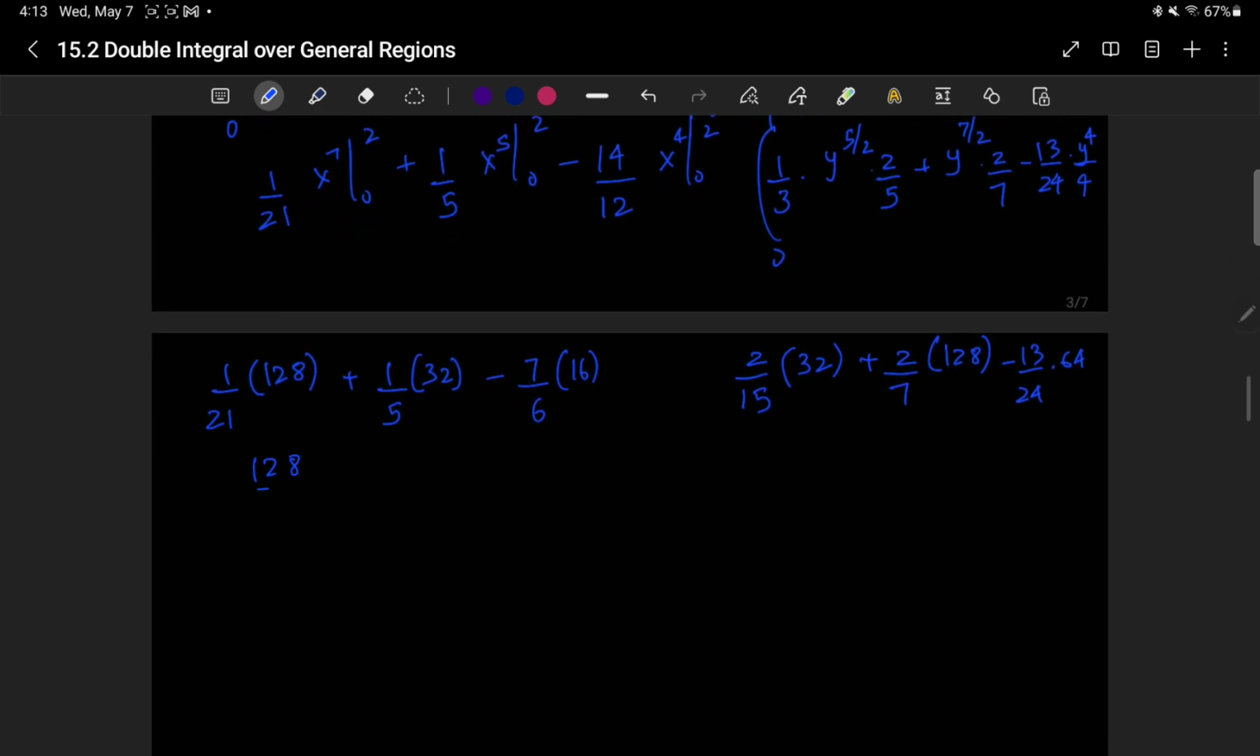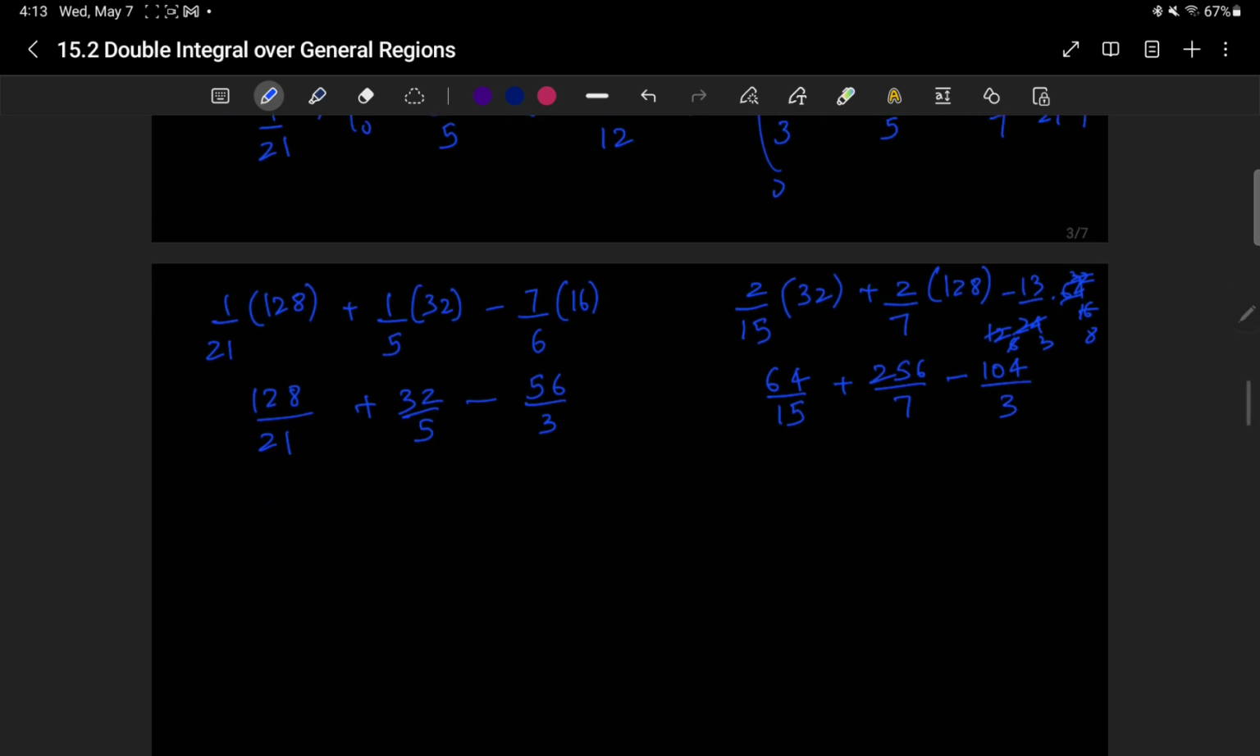So doing some simplification, we get 128 over 21, 32 over 5, minus 56 over 3, 64 over 15 plus 256 over 7, and 104 over 3. The LCM is 105 times 3, so 315.